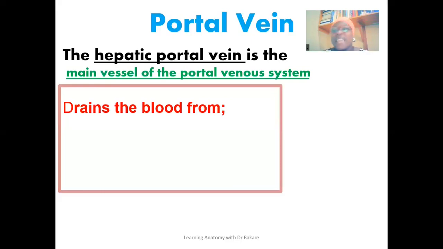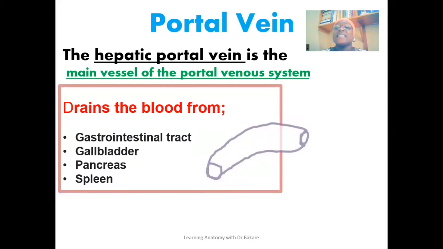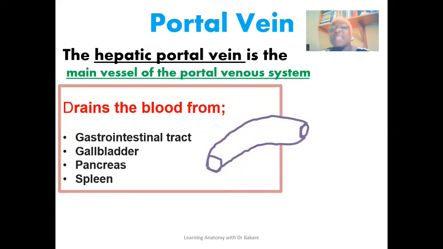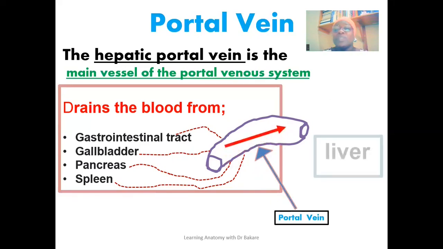So we have a number of veins that carry deoxygenated, but nutrient-rich, blood to the liver. You see collection of blood from the gastrointestinal tract, from the gallbladder, from the pancreas, and also the spleen, and they are being directed into the portal vein. From the portal vein, it is then delivered to the liver. This deoxygenated but nutrient-rich blood is directed through the portal vein. This is the portal vein here, arrowed, and this will further deliver the blood into the liver.